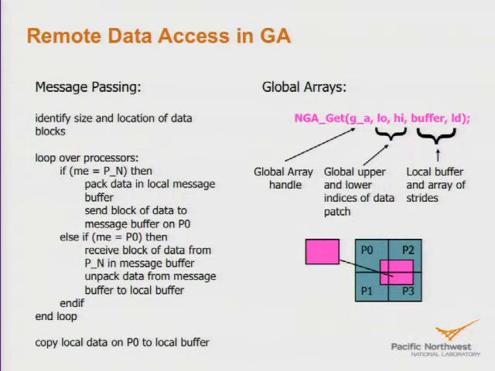buffer. Now, just to contrast that, if you're doing something similar in a message passing sense, you have a loop over processes, and you'd have to run this loop on every process in the system. You have a loop over processors. If me equals PN, then you pack the data into a local message buffer and send the block a message to, so assuming that P0 is where you want this data to end up, send it to P0. Else if me equals P0, then you receive the block of data from wherever it's, yes?